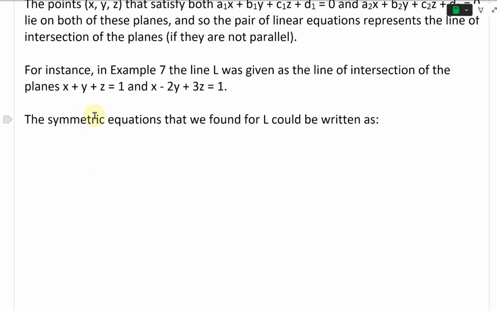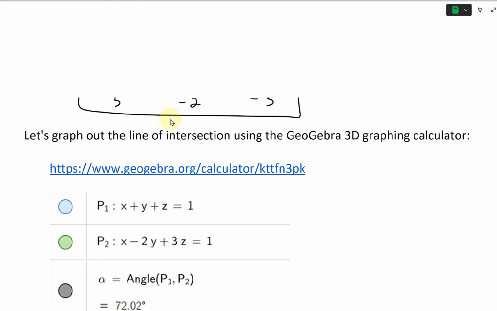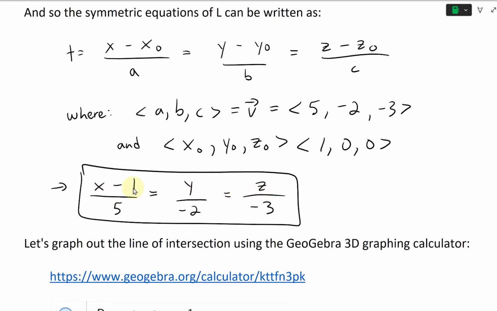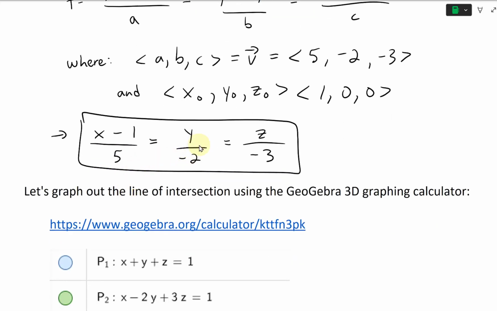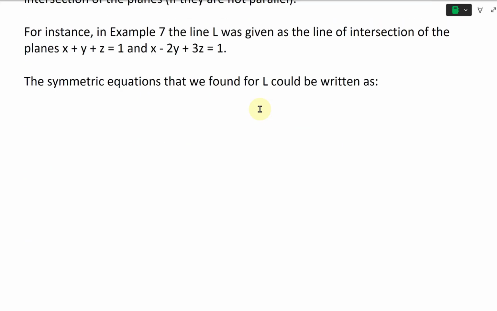And now the symmetric equations that we found for L could be written as, and then we could go and write these out. First, what I'll do is I'll write down these symmetric equations from example 7. So x minus 1 divided by 5 equals y divided by negative 2, and then equals z divided by negative 3.